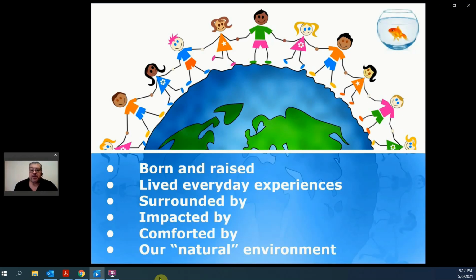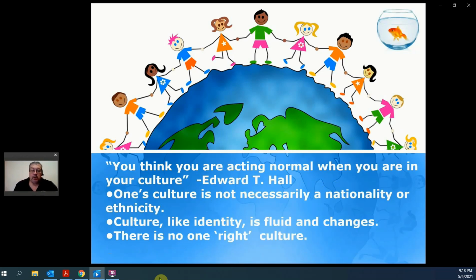The little fish in the fishbowl made me think about how in our own culture, we're in our own little fishbowl, in our own little comfort zone. Culture is how we were born and raised, how we live every day, our experiences, what we're surrounded by, what we're impacted by, and what we're comforted by, our natural environment. Edward T. Hall is quoted as saying, "You think you're acting normal when you are in your culture." Again, I included the little fish in the fishbowl as a symbol for comfort zone.